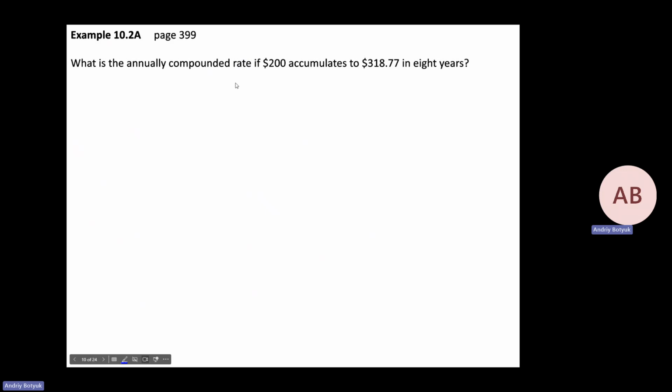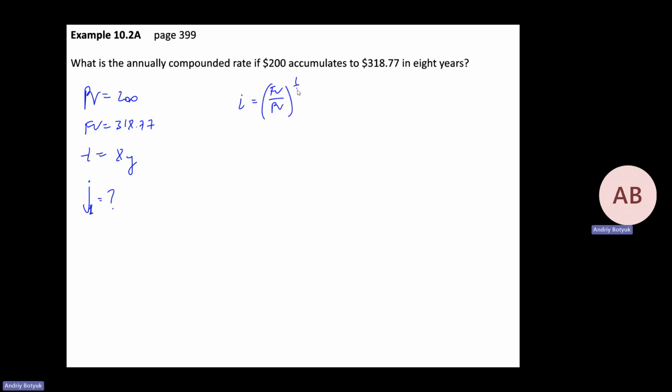Okay, what is the annually compounded rate if 200 accumulates to 318.77 in 8 years? So what I have: present value 200, future value 318.77, time 8 years, and I need to find J1. I don't have a direct calculation for J, but I have a formula for I. So (FV over PV) exponent 1 over n, minus 1.